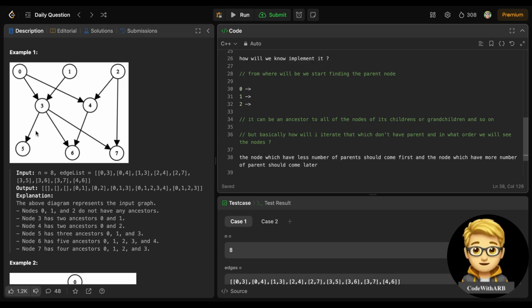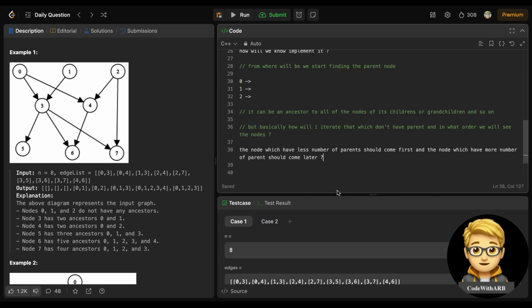So how will I know that 3, 0, 1 are all my ancestors? If I started from 3, I can know that 3 can be a sister of 5, 6, but how will I know that the parents of 3 are 0, 1? How will I know? Because it is a given directed graph.